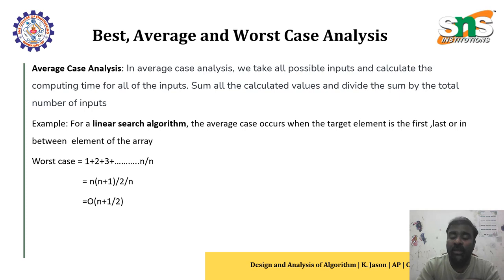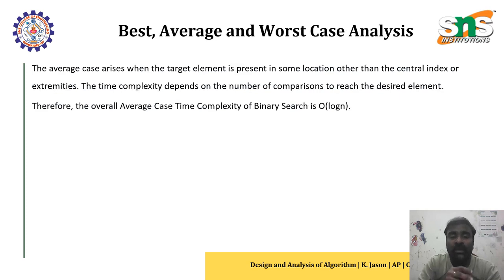So next we have to move to another example, and go to the binary search. The average case arises when the target element is present in some location other than the central index or the extremes. The time complexity depends on the number of comparisons to reach the desired element. Therefore, the overall average case time complexity of binary search is big O of log n.